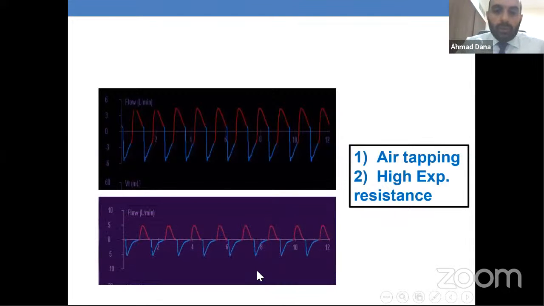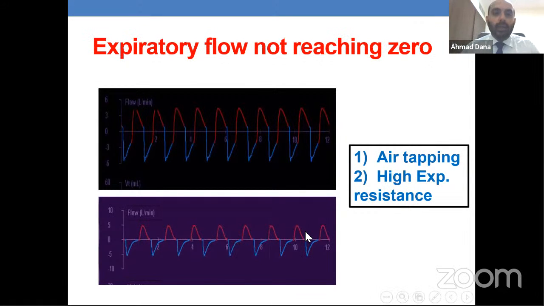Now, another problem. If you have expiratory time which is not reaching 0. The first problem we mentioned was the short I time, where the flow is not reaching 0. Now, what happens if the expiratory time is not reaching 0? Here, it stops, and you initiate the inspiration from this point.